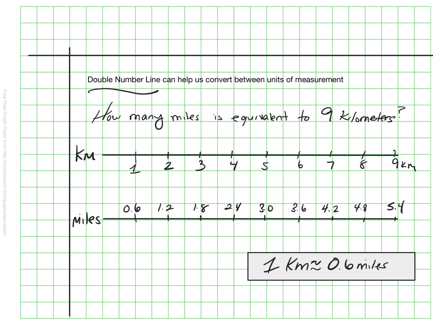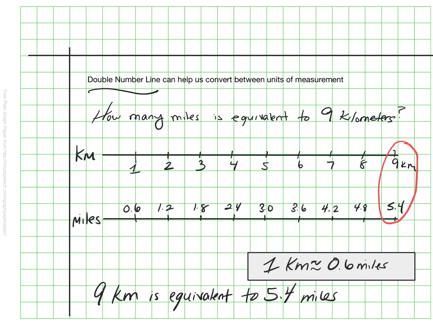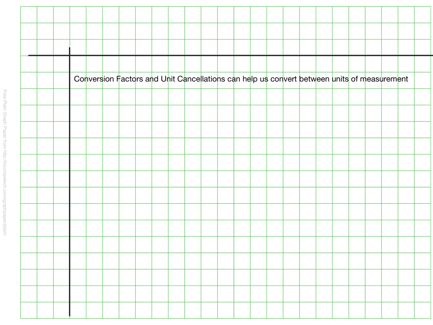For every 1 kilometer on my double number line, there is 6/10 of a mile on the other side. And at the end, I find out that the 9 kilometers would be equivalent to 5.4 miles. That can help me have a frame of reference in a measurement that I use frequently. When I hear someone say 9 kilometers, I can think, oh, that's a little over or a little under 5.5 miles.